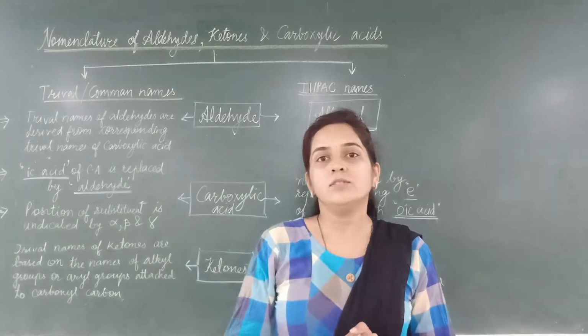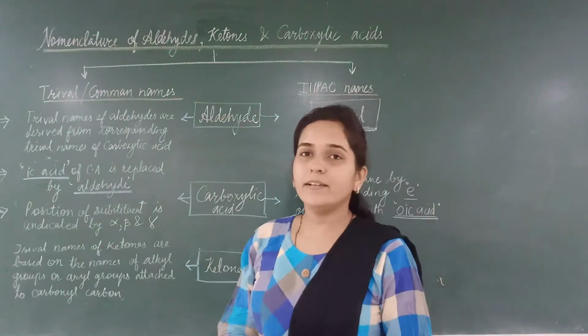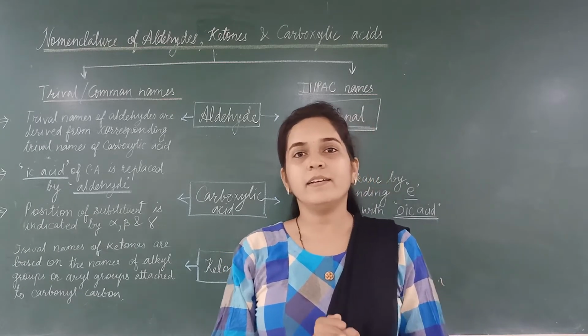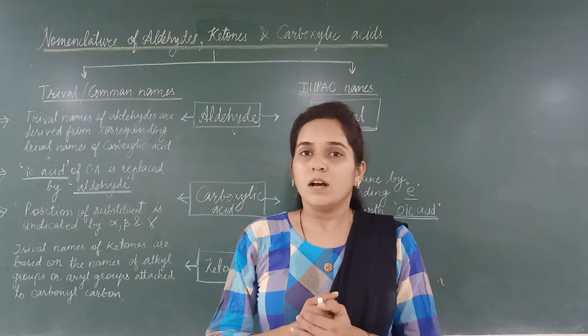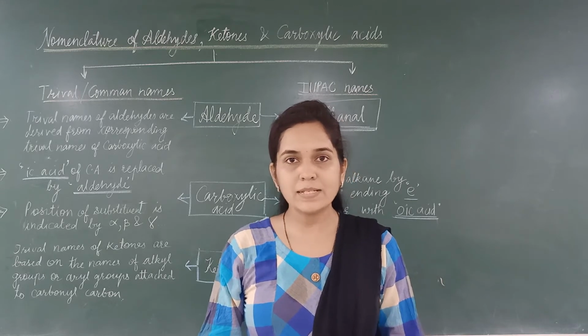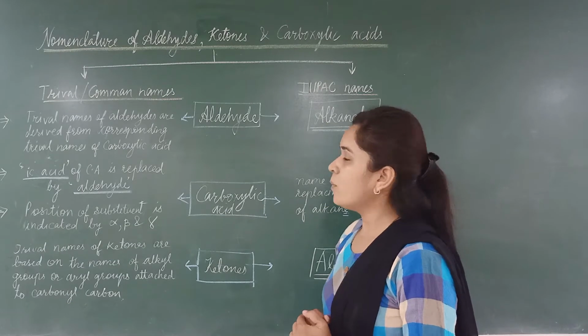Students, today we will learn about the nomenclature of aldehydes, ketones and carboxylic acids. Aldehydes, ketones and carboxylic acids contain carbonyl as a functional group. The C double bond O group is known as the carbonyl group. So we have to learn the nomenclature.